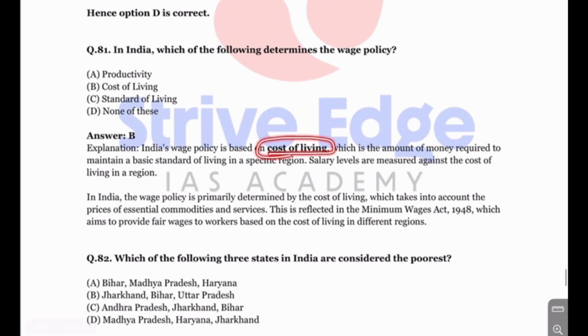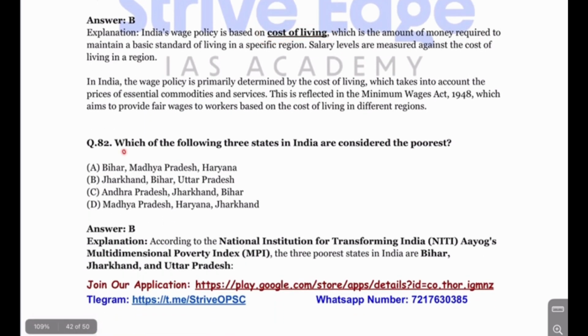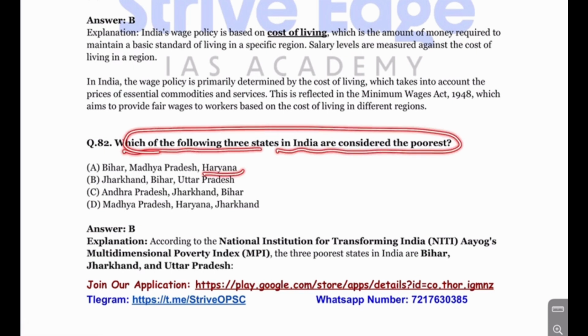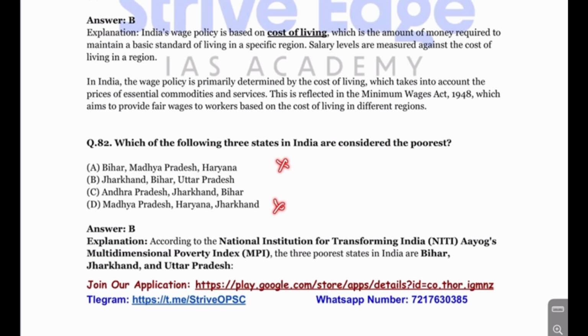Okay. The next is, which of the following three states in India are considered to be the poorest? So Haryana is the richest state. Always remember that Haryana is a very rich state. So you can eliminate this option, this option. Andhra Pradesh is also quite a rich state. So this you can also eliminate. So we are left with three states, that is Jharkhand, Bihar, and Uttar Pradesh.